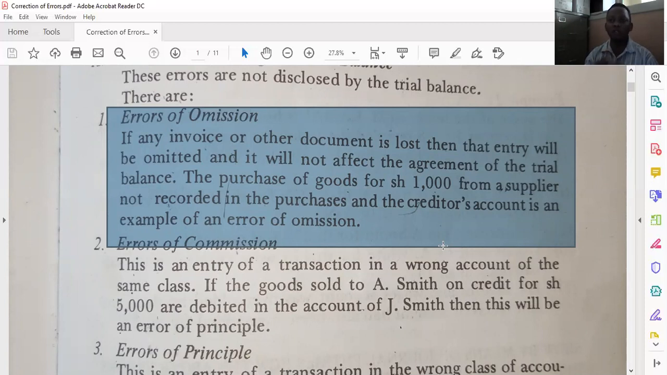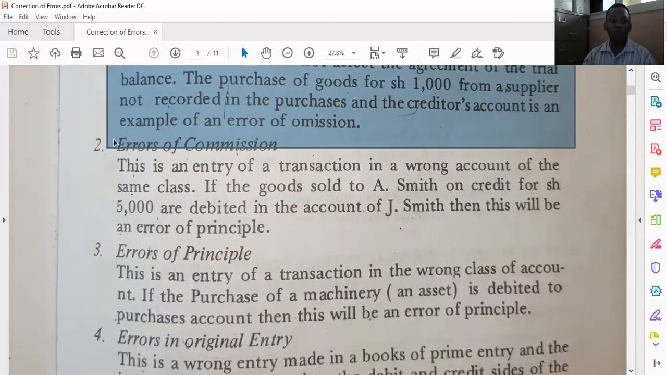The transaction has not been entered in the books. As such, there will be no effect in the books of accounts. The debit side of the ledger and the credit side of the ledger will not be affected. So it will be a zero effect. As such, there will be no effect on the trial balance.